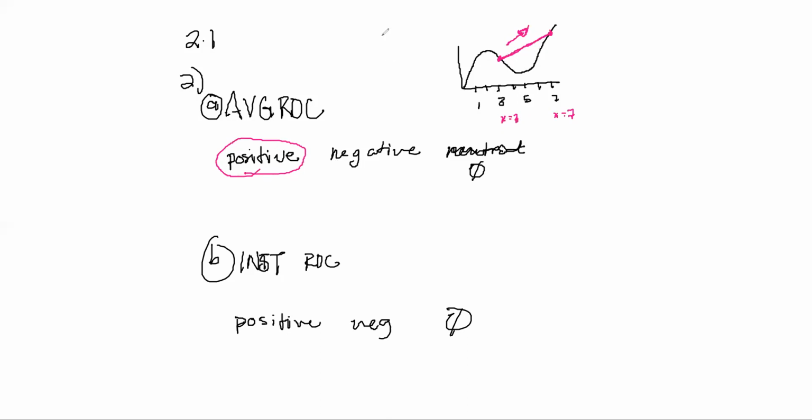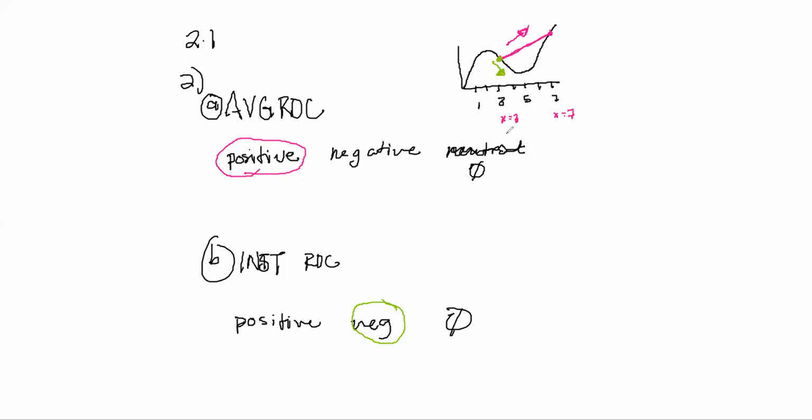Then we have to consider the instantaneous rate of change, which is what's happening directly at 3. The instantaneous rate of change at 3 is that the curve is going down, so it would be negative at 3. This problem is meant to make you think about the difference between average and instantaneous so that you can differentiate that in future problems.